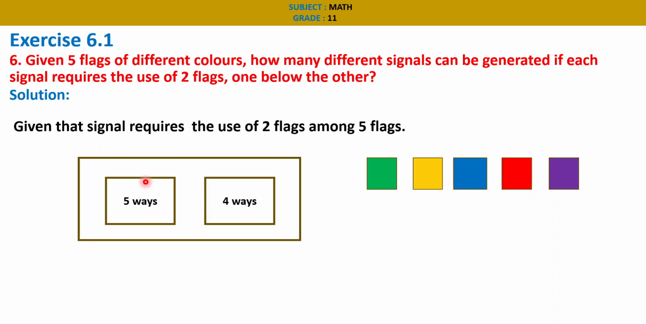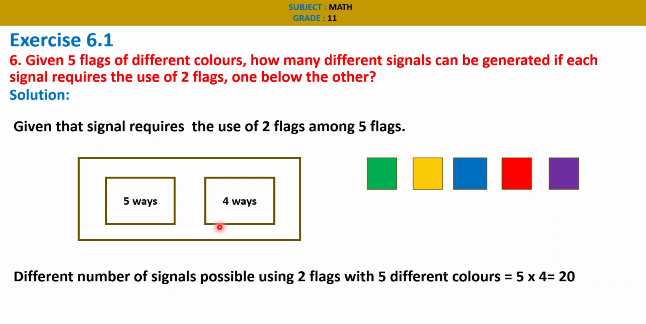The first color you can use in 5 ways. The second color you can use in 4 ways, because assume that you have used green first, then the remaining will give you 4 options. So the first color is 5 ways and the second color is 4 ways. So the number of different signals possible using 2 flags from 5 different colors is 5 times 4, which is 20.